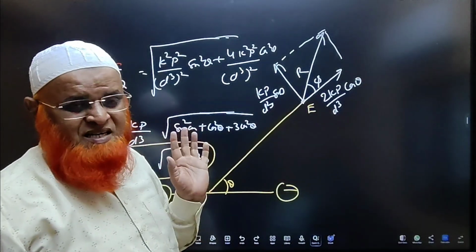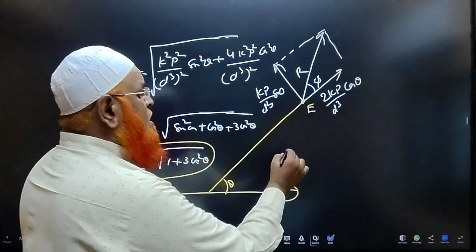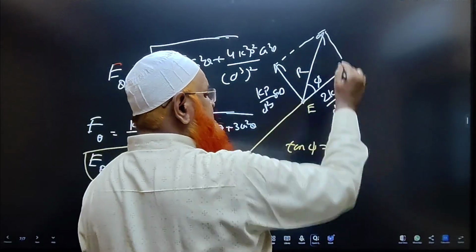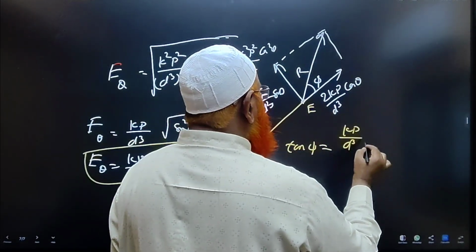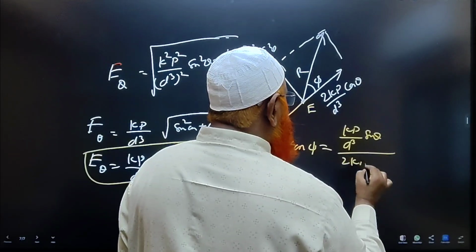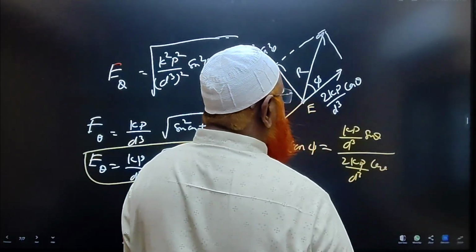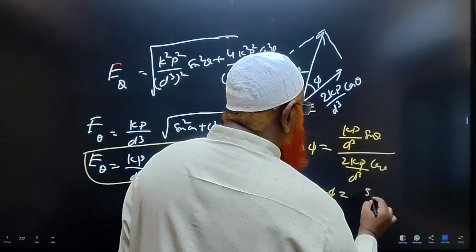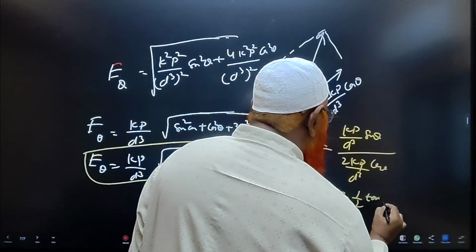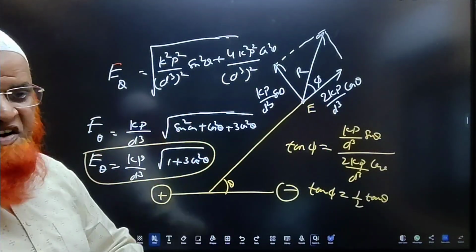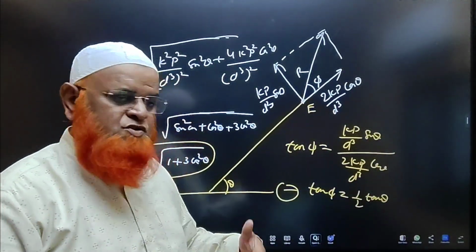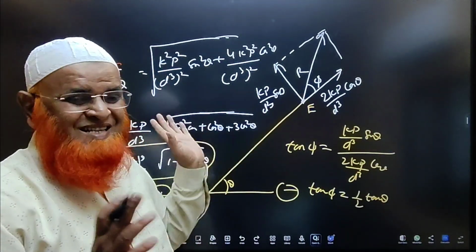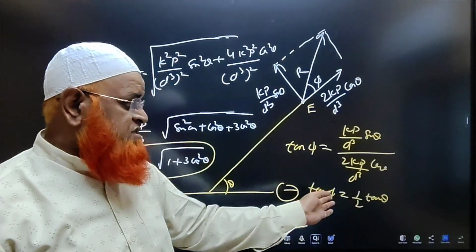Then what is this angle phi? How do you write it? Tan phi is the opposite side by the adjacent side. The opposite side is Kp by d cube sin theta, and this is 2Kp by d cube cos theta. So what is left now? Tan phi is equal to sin theta by 2 cos theta, that is half tan theta. Sin theta by cos theta is tan theta, and 1 by 2 is left here. The axial line is double, the equatorial line is single. So tan phi is equal to half tan theta.